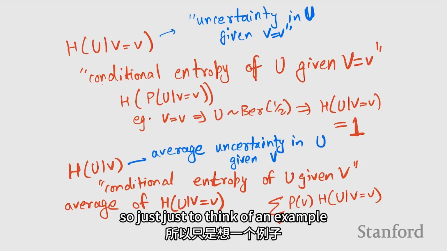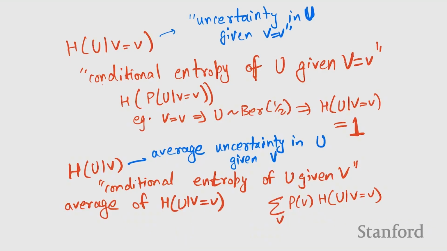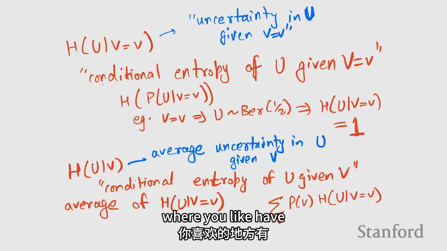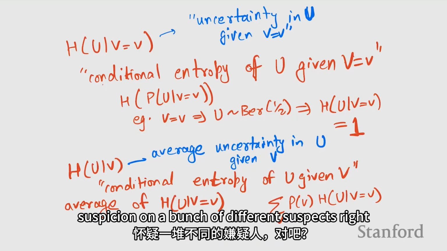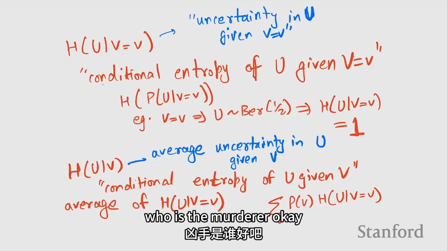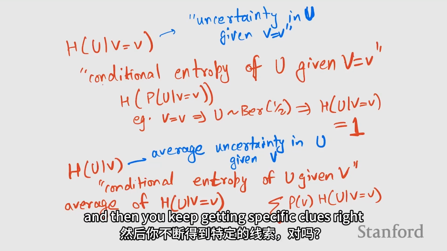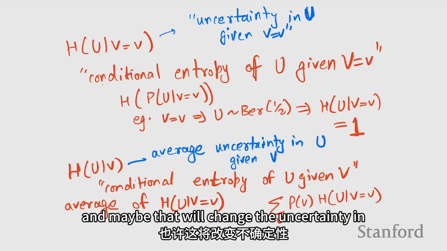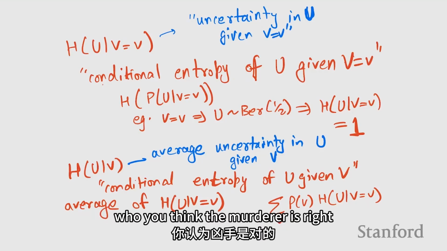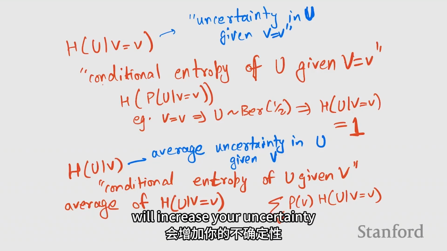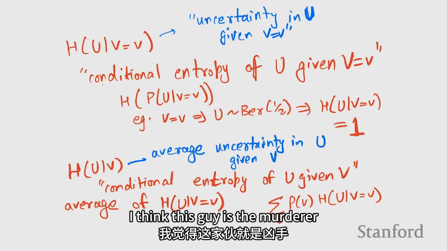So just to think of an example. For example, you're playing a murder mystery type of game where you have suspicion on a bunch of different suspects. That is U. U is the variable that represents who is the murderer. And then you keep getting specific clues. Maybe you get some fingerprint clue, and maybe that will change the uncertainty in who you think the murderer is. You will find that some clues will increase your uncertainty. Like earlier you thought, oh no, I think this guy is the murderer.